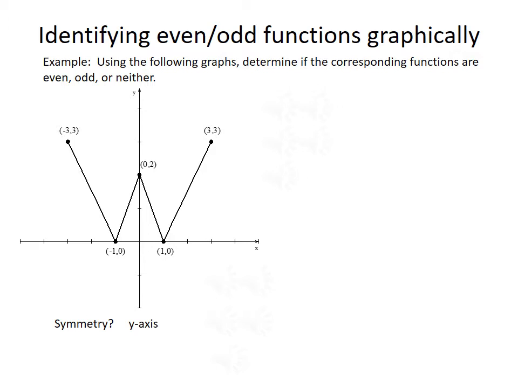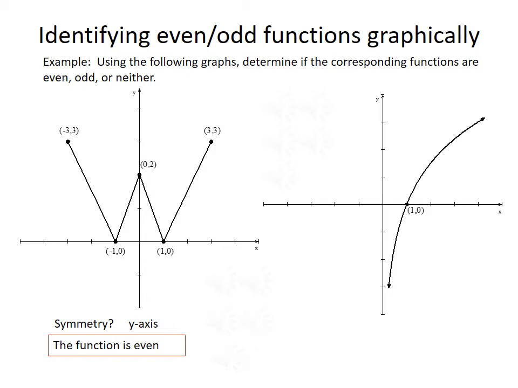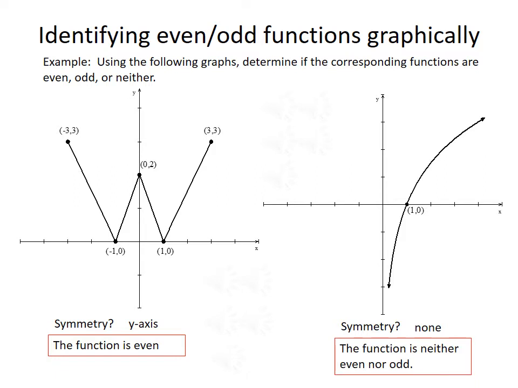Since the portion of the graph to the right of the y-axis is a mirror image of that to the left of the y-axis, this has symmetry with respect to the y-axis. And so since it has symmetry with respect to the y-axis, the function is even. What about the function whose graph is shown here? Is it even, odd, or neither? Again, to determine whether the function is even or odd, we need to look at the symmetry. Now, this graph does not exhibit any symmetry, so the function is neither even nor odd.